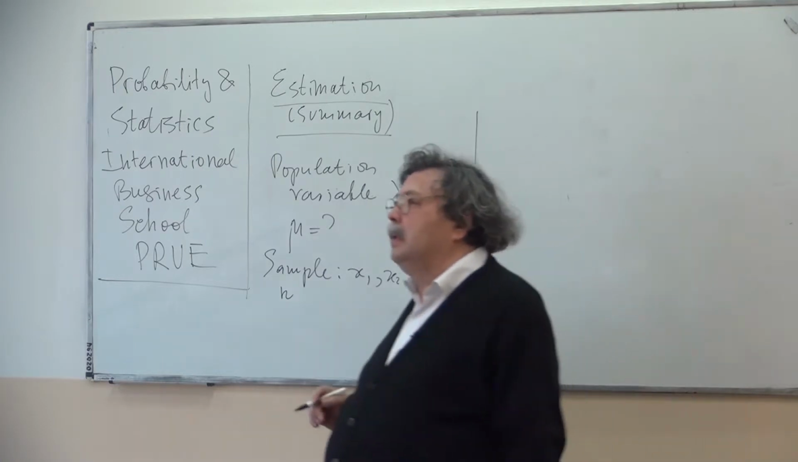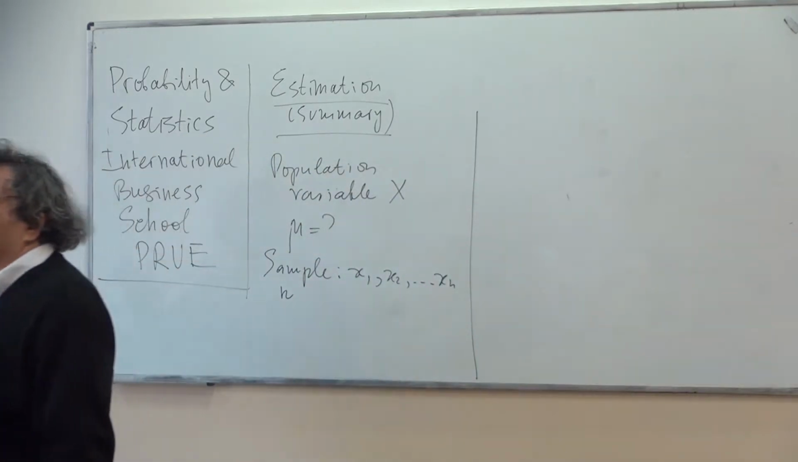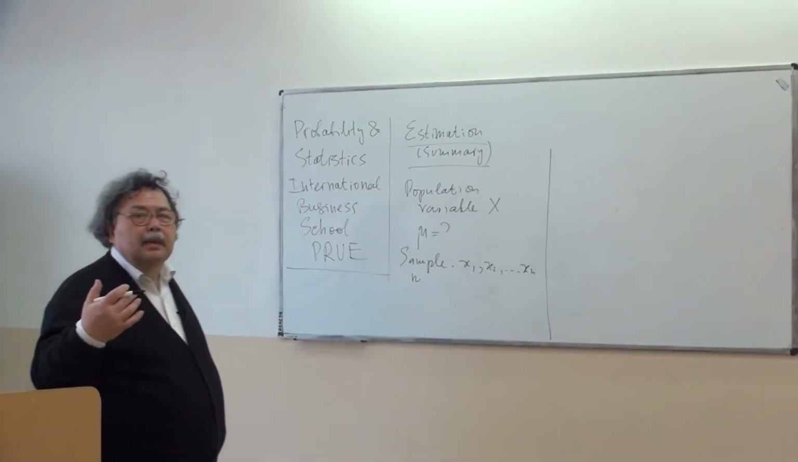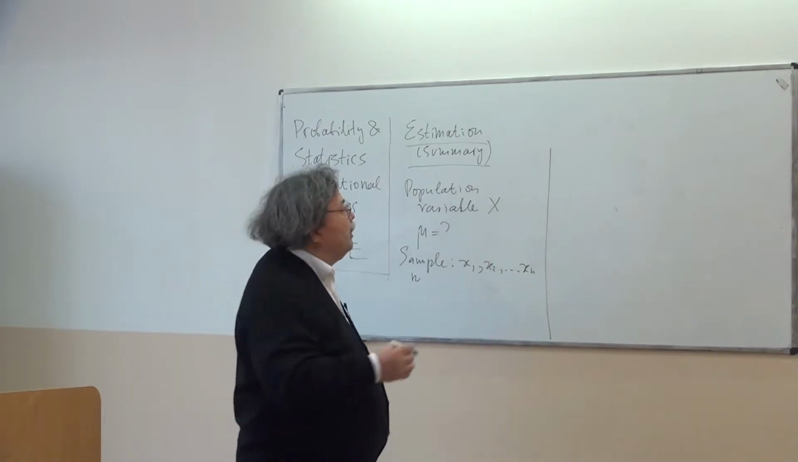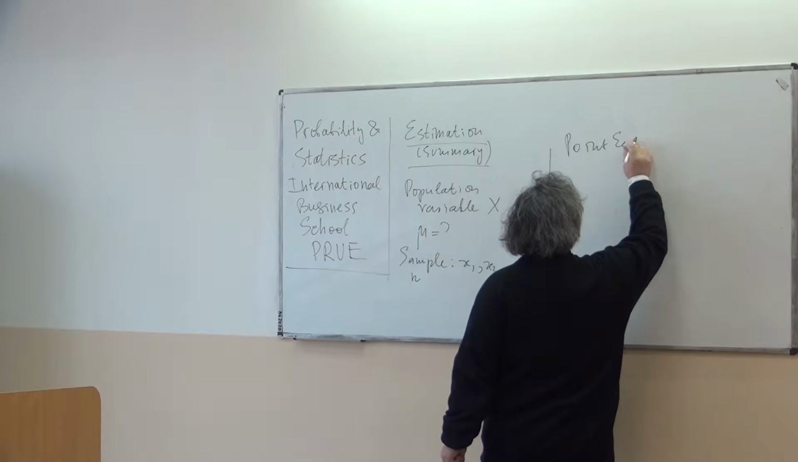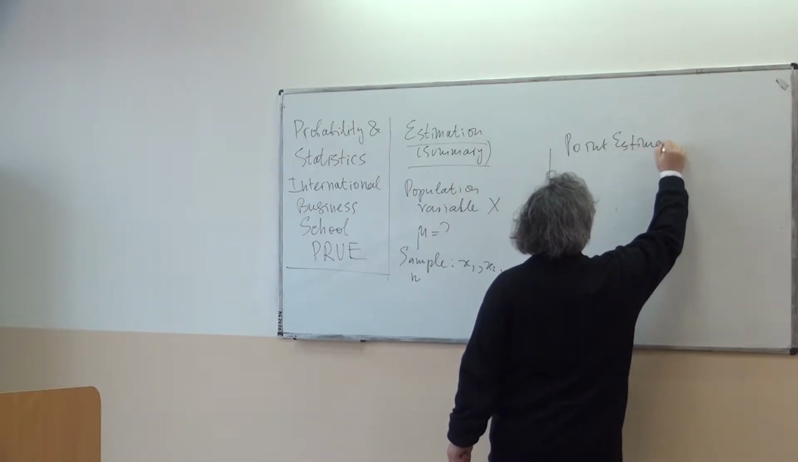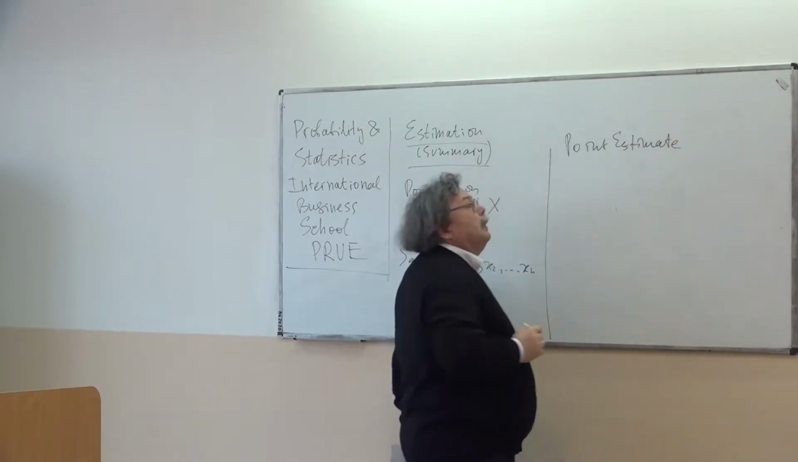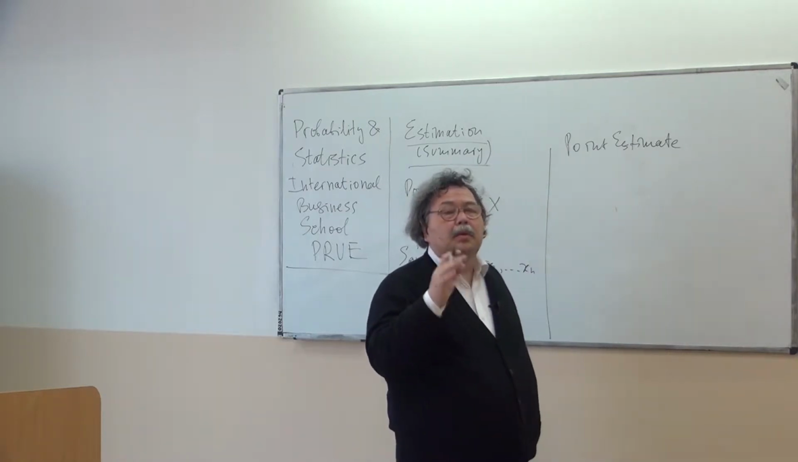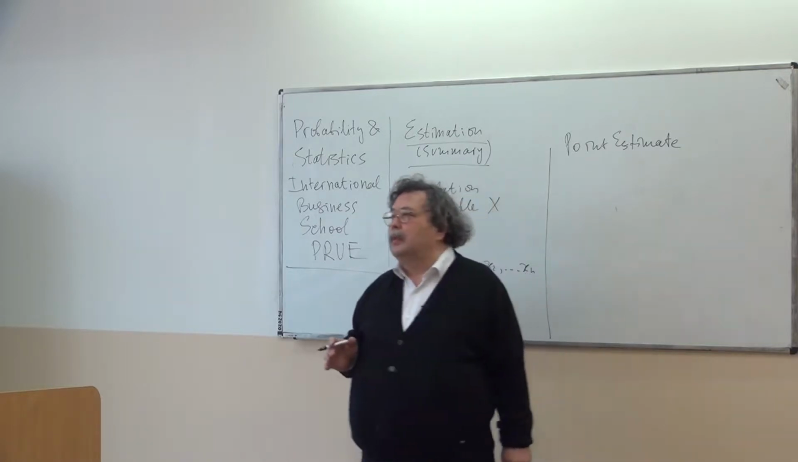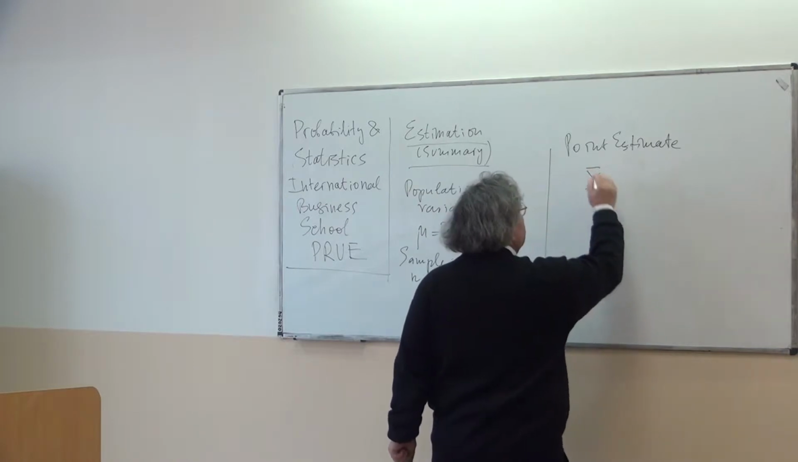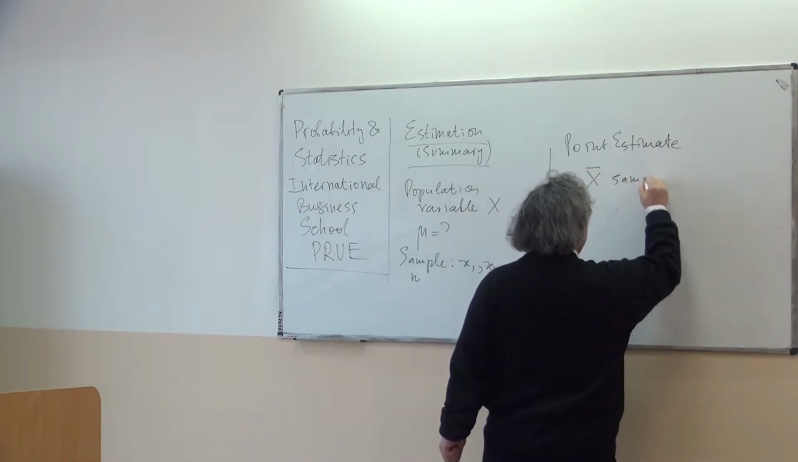Well, and here we distinguish between two approaches. One is to provide just one number as an estimate. It's called point estimate. Almost universally, for mu, x bar is used as an estimate. X bar, and this is the sample mean.